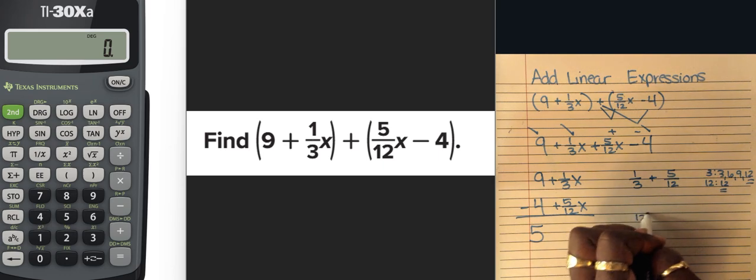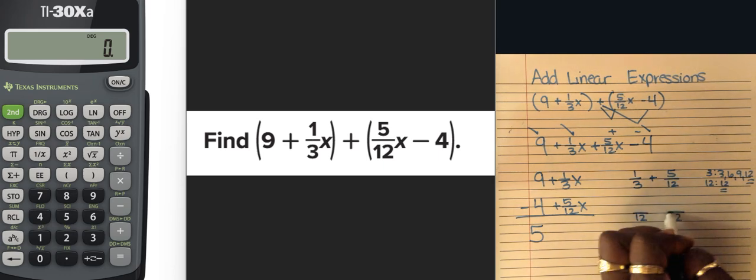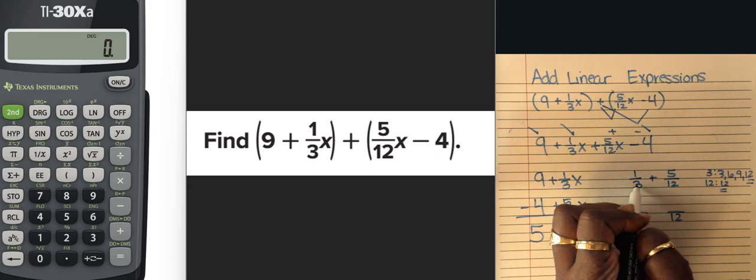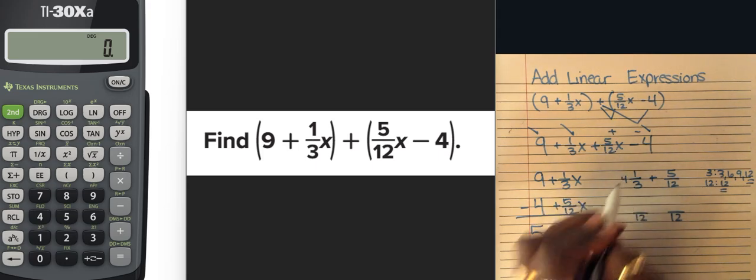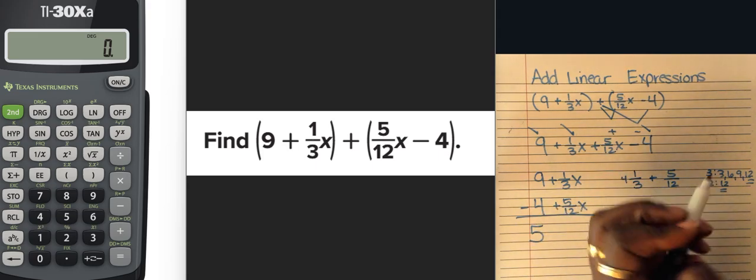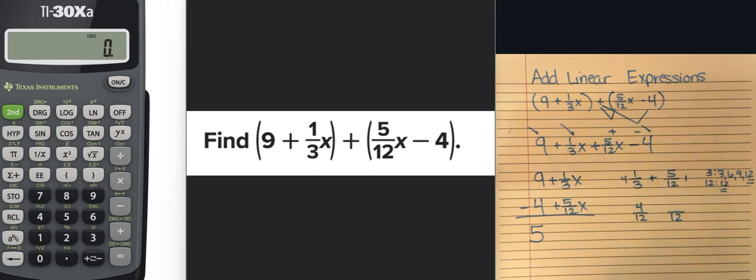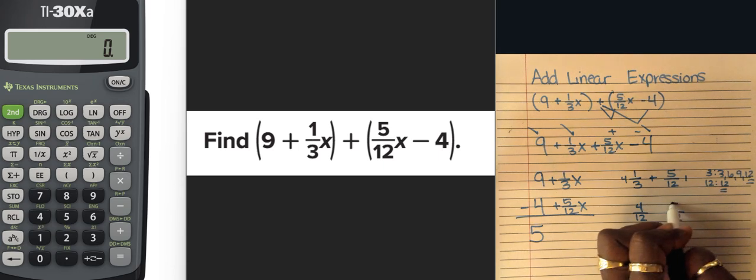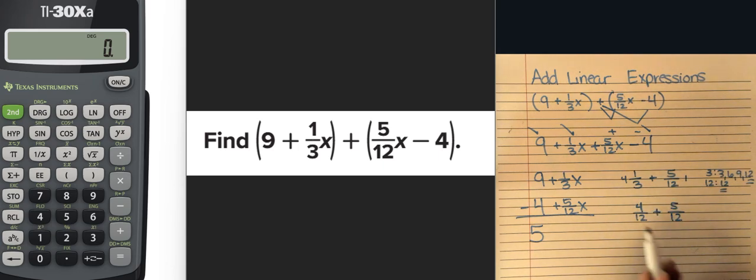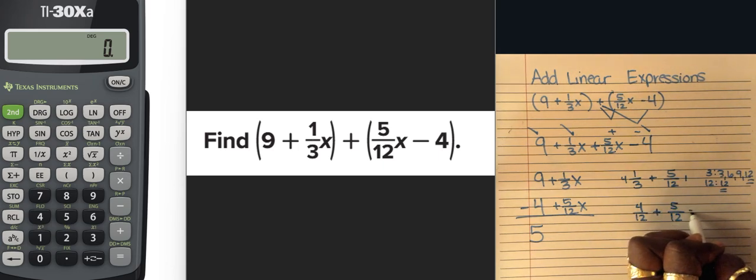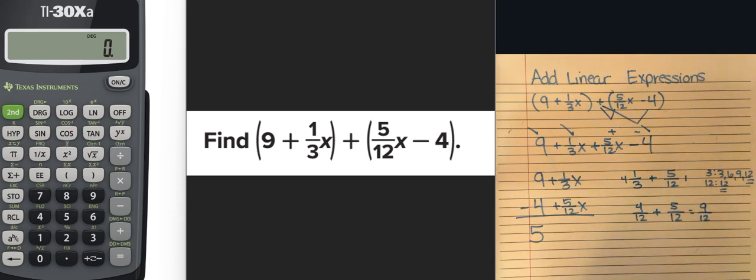So this will be 12. This is also going to be 12. And then how do I go from 3 to 12? Well, you'll have to multiply by 4. And how do I go from 12 to 12? Well, you're multiplying by 1. So 4 times 1, my new numerator is going to be 4. 5 times 1 will give me 5. And we're adding those together. So 4 plus 5 gives me 9/12.